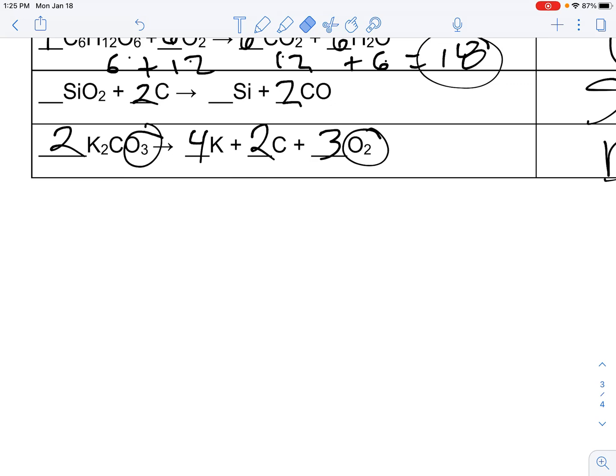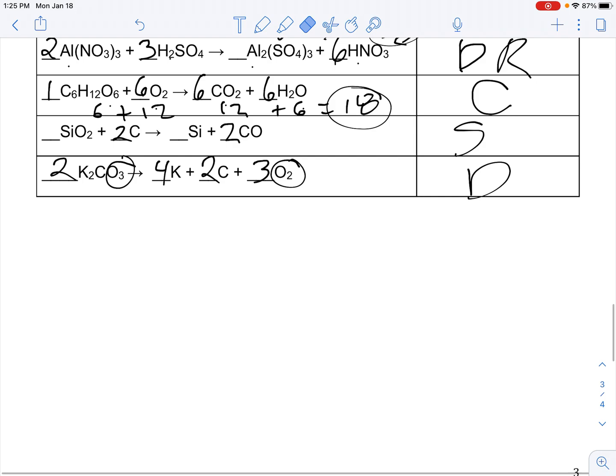And that's it. Let me know if you have questions. If you guys could balance these and identify these, you're just going to do just fine on the test next week.